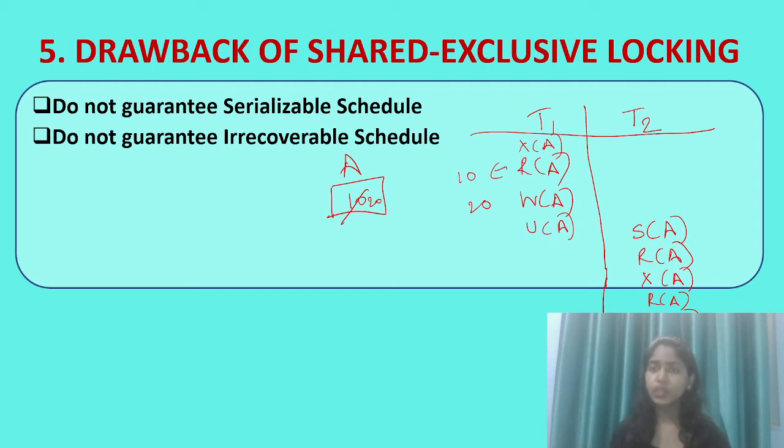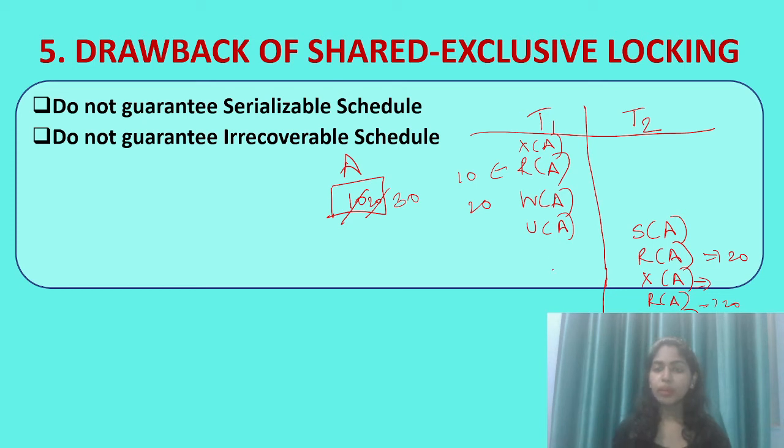Then T2 will read what? What is the value of A? It will read in shared mode 20, because 20 is written inside A. So T2 will read 20. Then the exclusive lock is applied. So again T2 will read 20 and write, suppose, 30. He will write the 30 and he will commit.